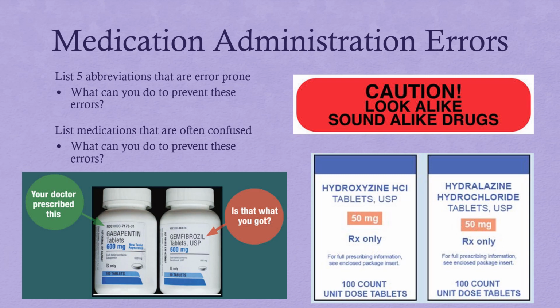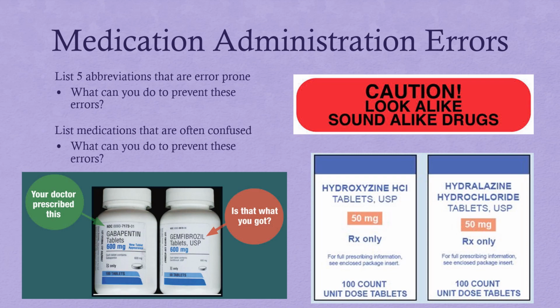We also have errors that can occur based off abbreviations that might be error prone. And we've talked a little bit about these in Concepts 1 and Lab that one day. HS, big H, big S versus little h, little s, bedtime versus half strength. OD or O period D period, once a day, right eye. So just thinking about those different abbreviations that can also cause medication errors.